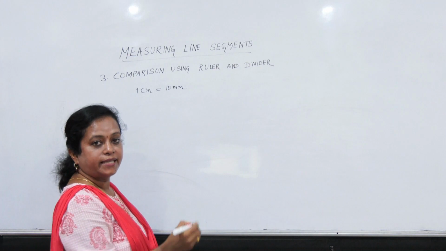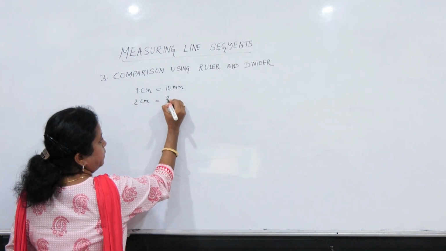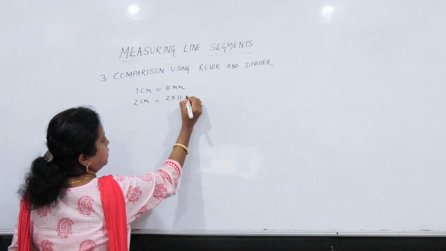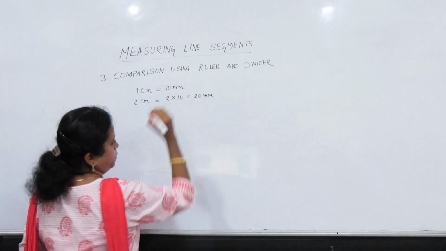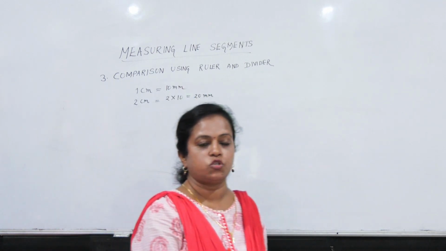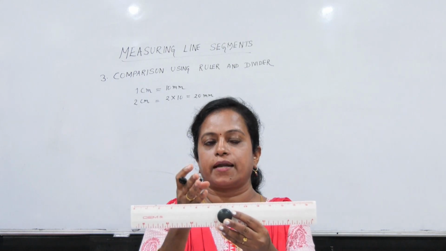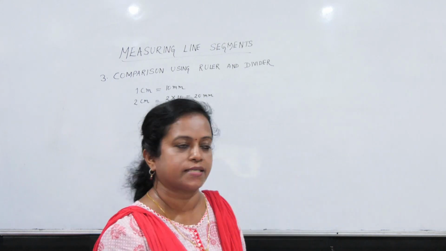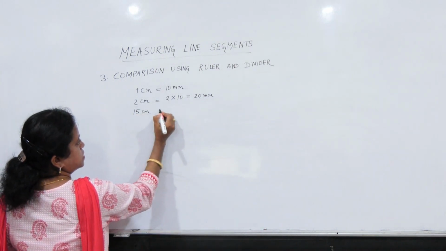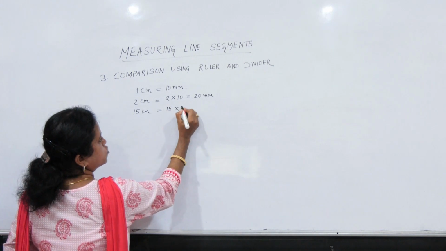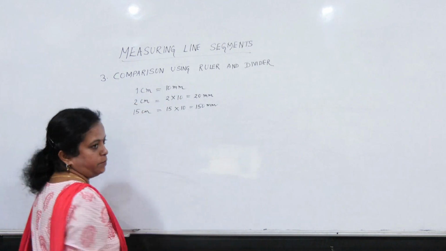Okay, that means अगर मुझे 2 centimeter बताना है तो how many millimeter it will be? 2 into 10, that is equal to 20 millimeter. Clear? तो आपके पास में जो scale है उसमें जो 15 centimeter है उसको convert करना है तो 15 into 10, that is 150 millimeter.